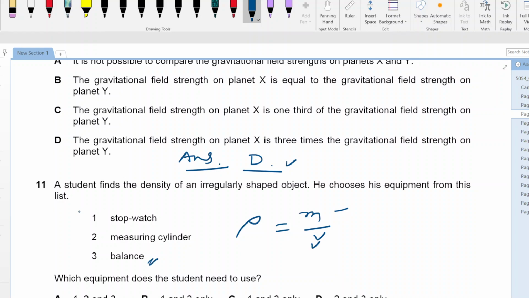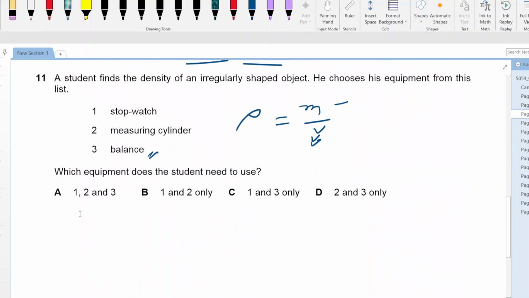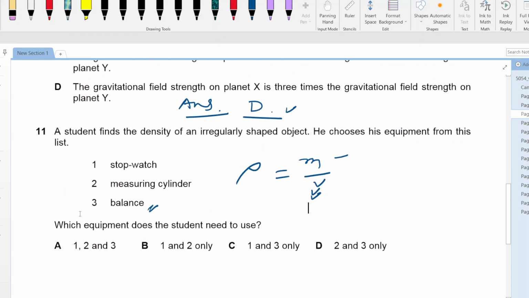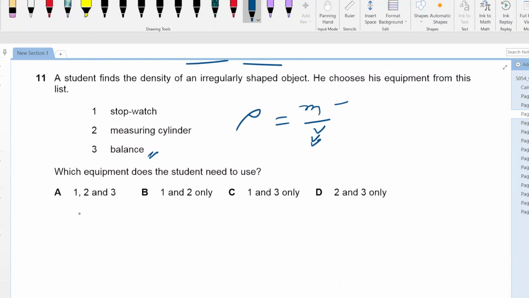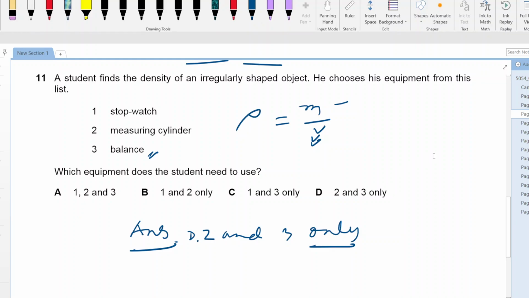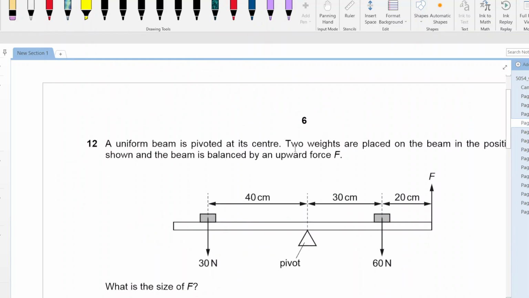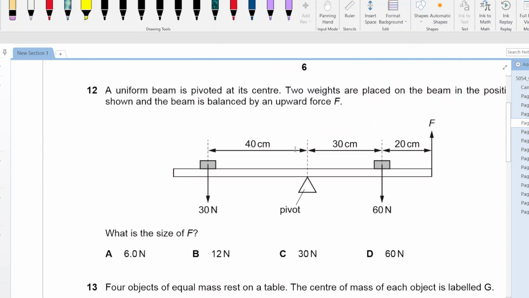To measure volume of an irregular shaped object, a measuring cylinder is required. Therefore, 2 and 3 only. Question 11. Answer B, 2 and 3 only. Now, I am at question 12.